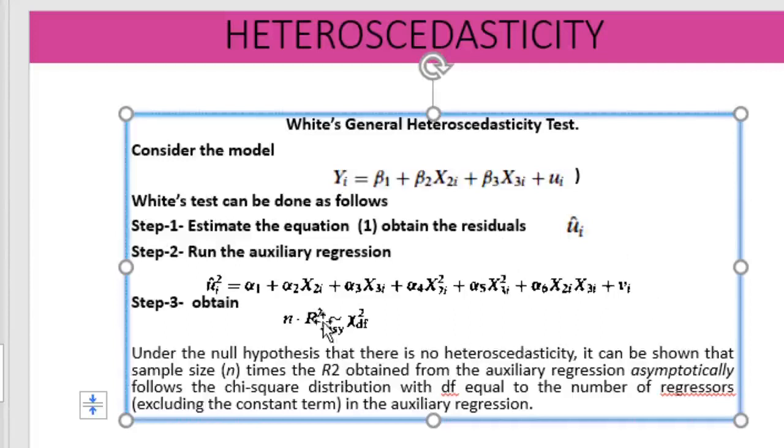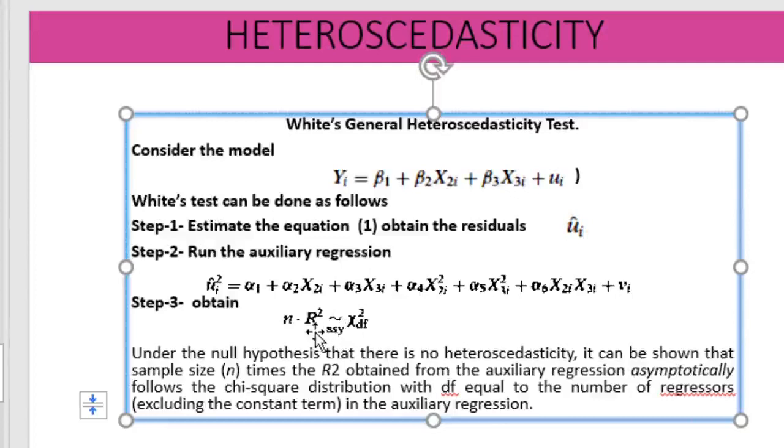Obtain the squared residuals from the original regression and regress them on the original x values, x2i and x3i, and their squared values and their cross product. Higher powers can also be introduced. And there is a constant term in this equation, even though the original regression may or may not contain it.